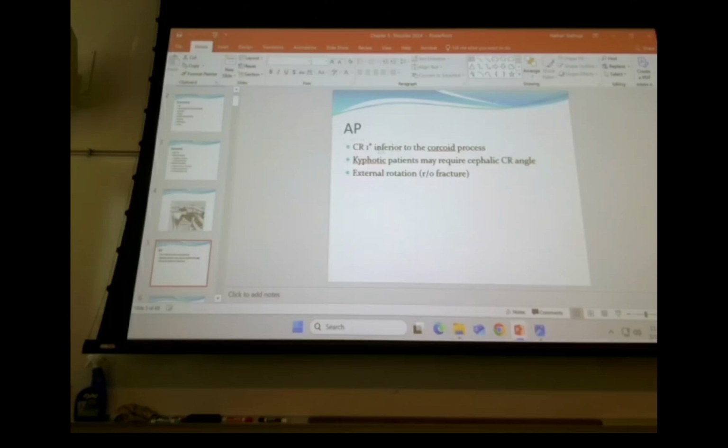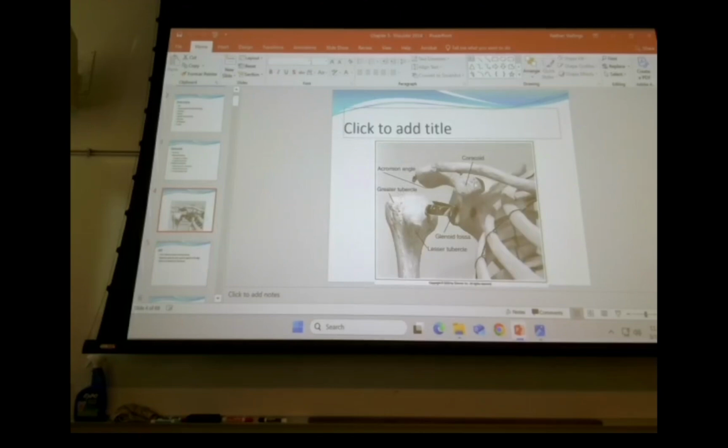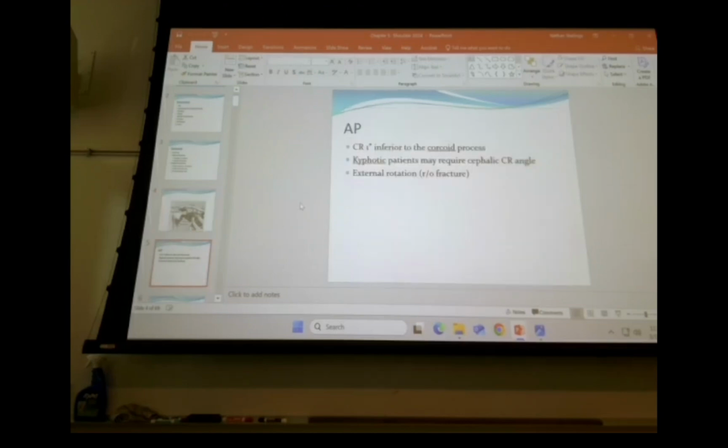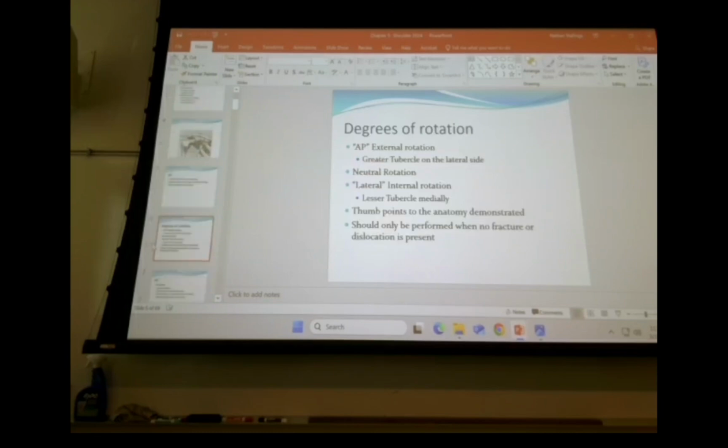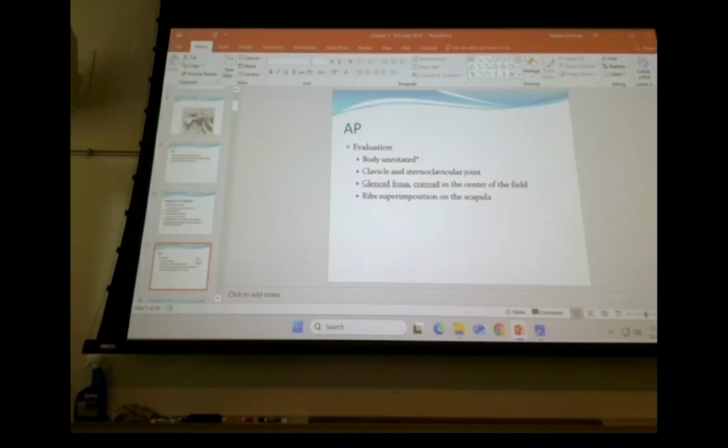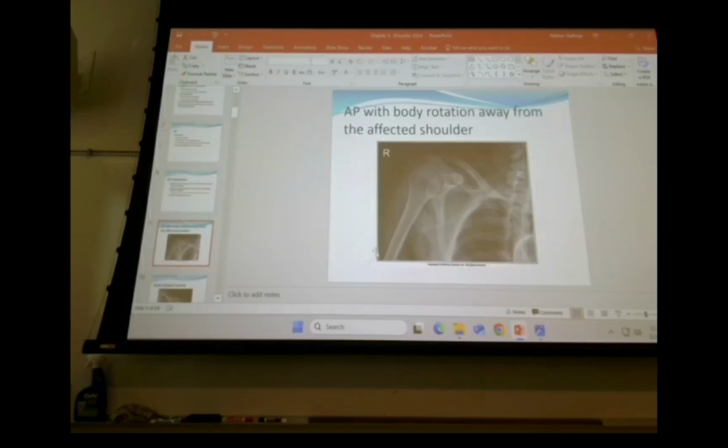the only thing that I want to point out here is that your central ray needs to be 1 inch inferior to the coracoid process. And how you find the coracoid process is that it's pretty much where that soft tissue indentation in your shoulder is going to be, right? So where you see the deltoid kind of come in and make a turn, and you see the pec come in and kind of make a turn, that's where your coracoid process is going to be. So just kind of coming through all that.